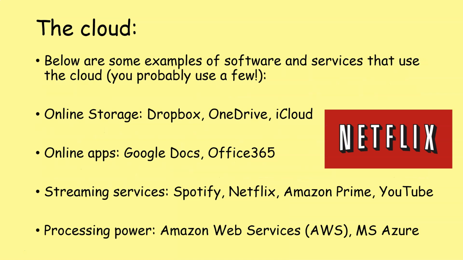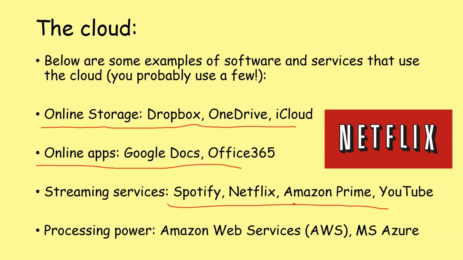So I'm sure you're familiar with a lot of different cloud services, but here's a reminder. You've got online storage, things like Dropbox, OneDrive, iCloud. You've got lots of online apps that you can use like Google Docs or the online version of Office 365, streaming services like YouTube and Spotify and Netflix and all that sort of stuff. More professional applications like Amazon Web Services or Microsoft Azure. These are all located on the cloud computing.